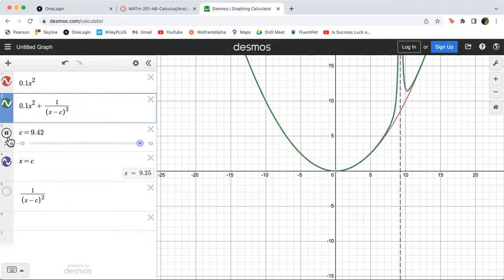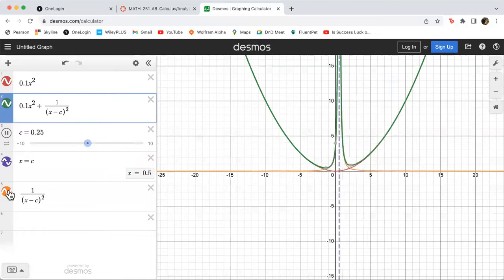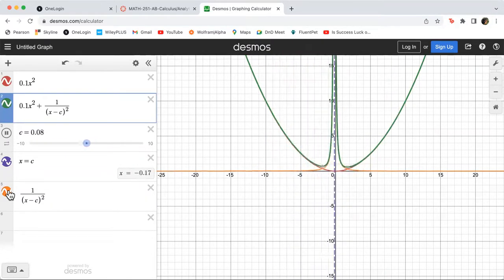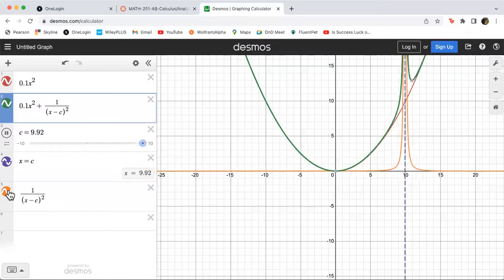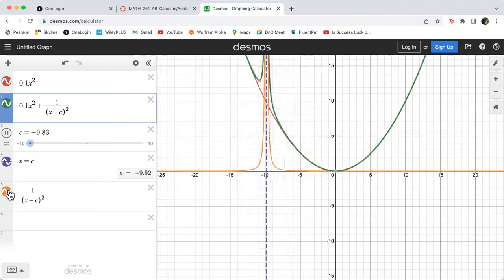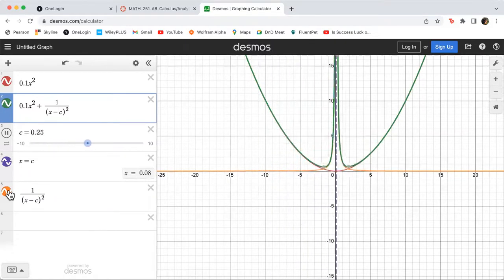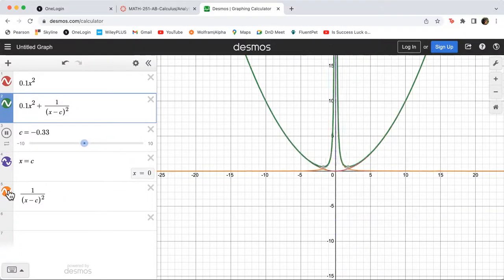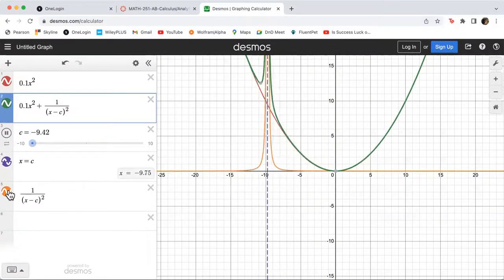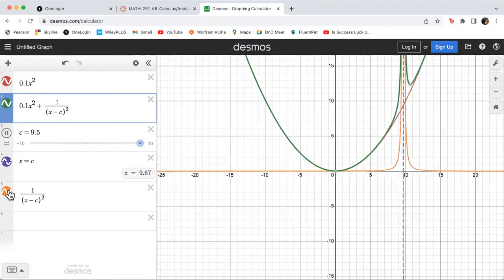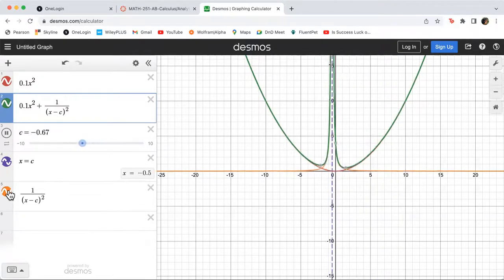Any questions? And now the asymptote is dancing back and forth. It's important that you see that both sides go towards positive infinity and phrase it that way, because we can't just say both sides go up. People will be like, well, up what?